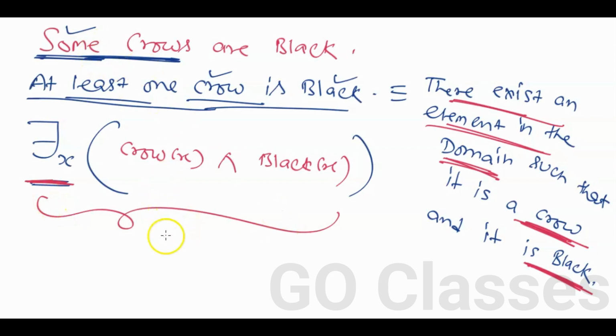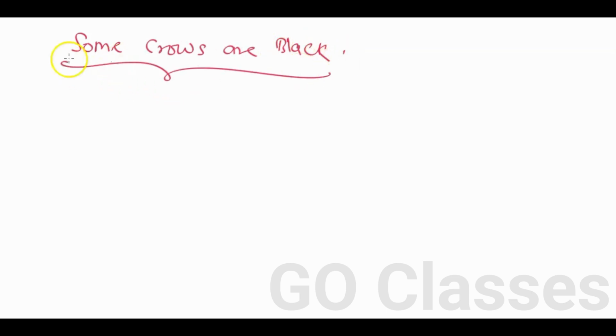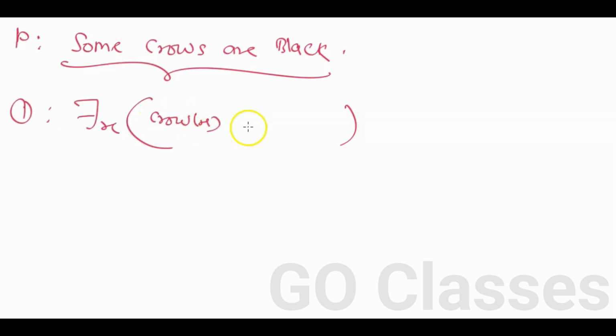Now some of you might be wondering, is this the correct translation or not? For example, some crows are black, which means at least one crow is black. So for this statement, let's call it statement P. For this statement, can I say this expression 1? Let me write it. There exists an element in the domain. If it is a crow, then it is black. Let's check it out. Is this a correct translation? Can you think about it? This is not a correct translation, because remember what this is saying.